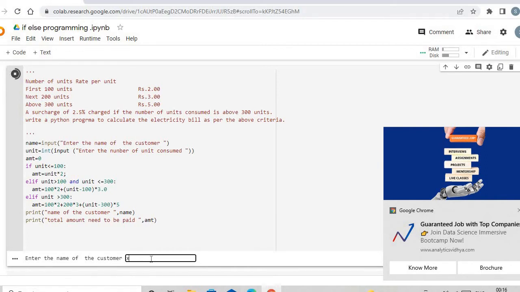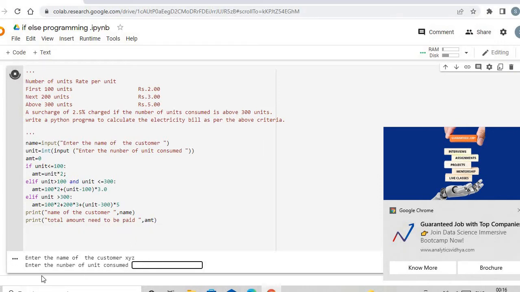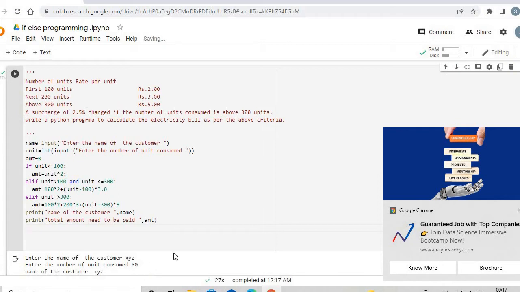I can give any name, XYZ, name of the customer. Now enter the number of units consumed. So how much amount have I consumed? Say 80 units I have consumed. So for those 80 units, how much money do I have to pay? I have to pay 2 rupees per unit, that means 160. Let me see whether I am getting the correct results or not. Yes, this is the correct result.